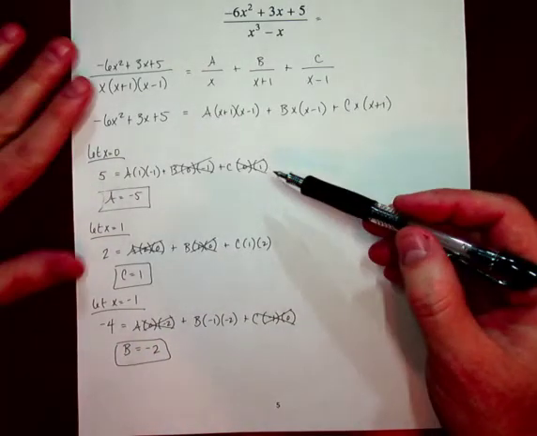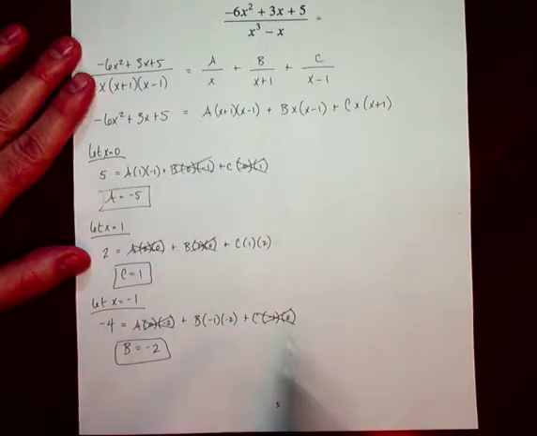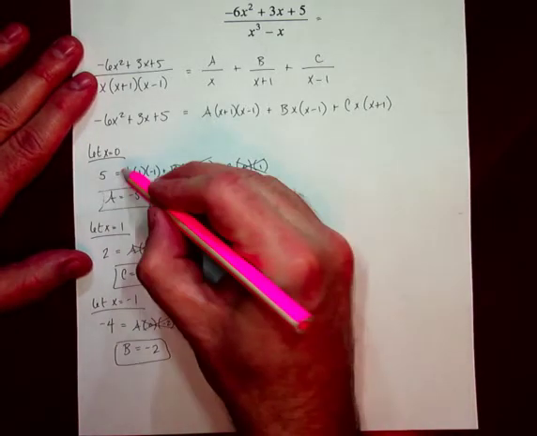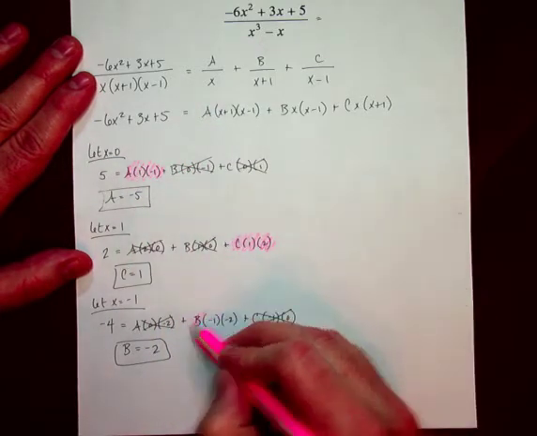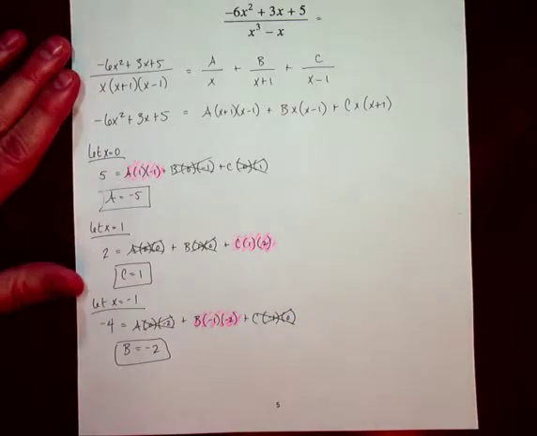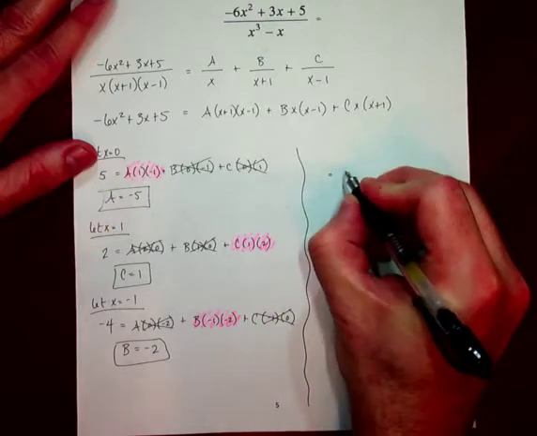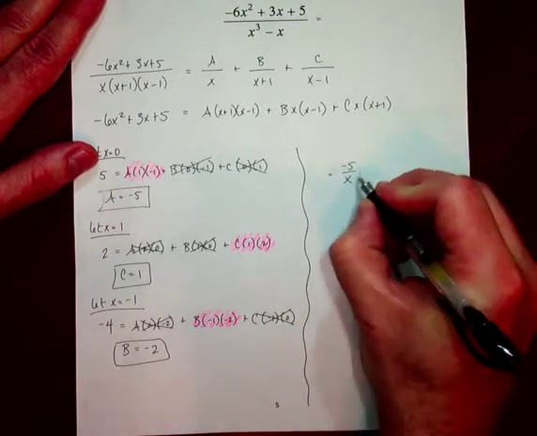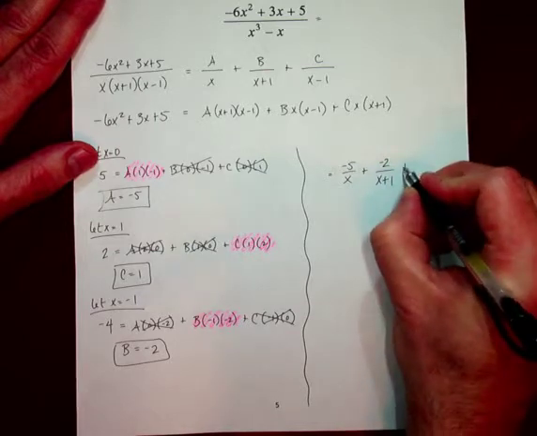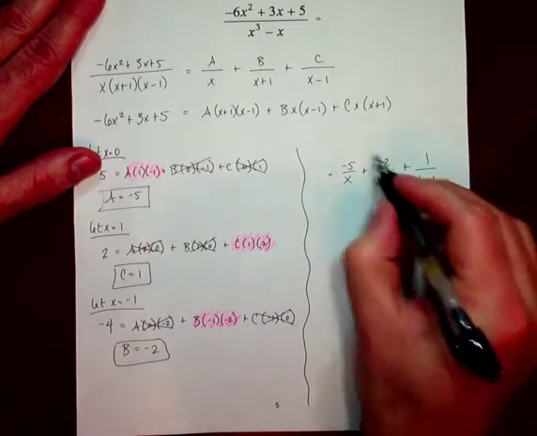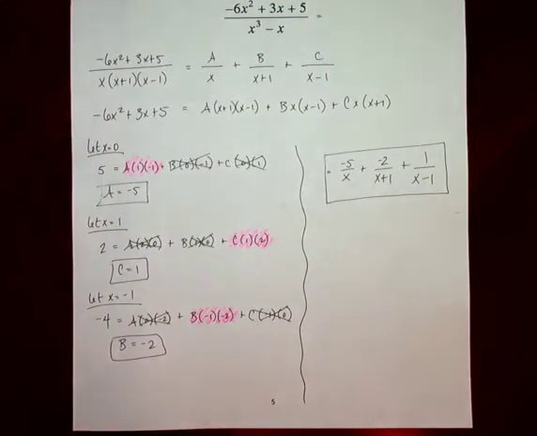So in each of these three, you can see it, these two cross out, these two cross out, these two cross out, and what's left is just one of them and a number on the other side. Okay? Now, what that means is that this winds up being -5 over x plus -2 over x plus 1 plus 1 over x minus 1, and that is my decomposition. And if you want to check it, it is correct.